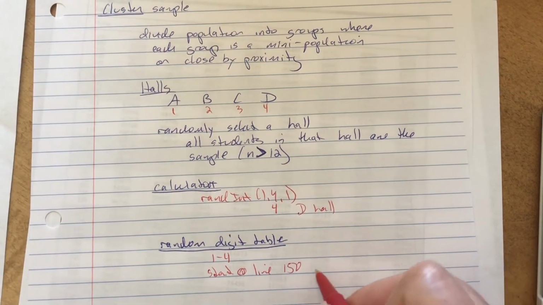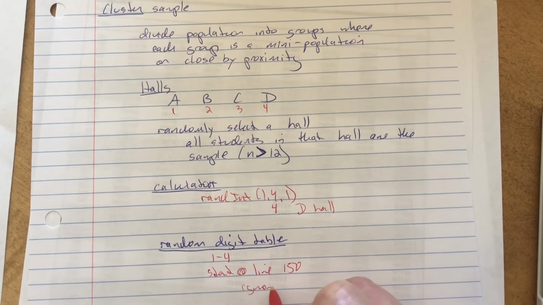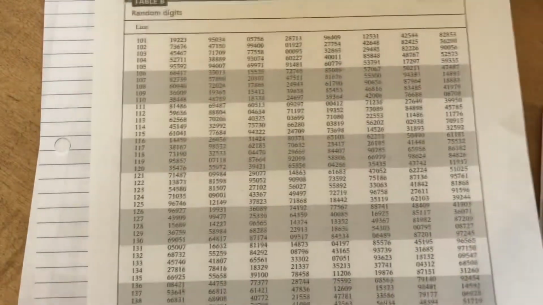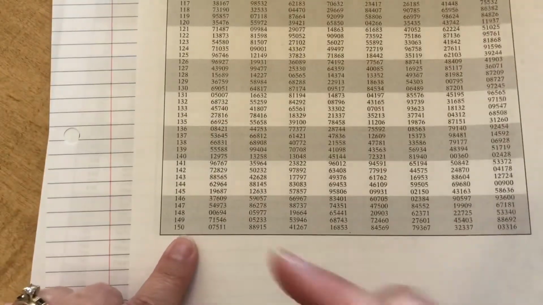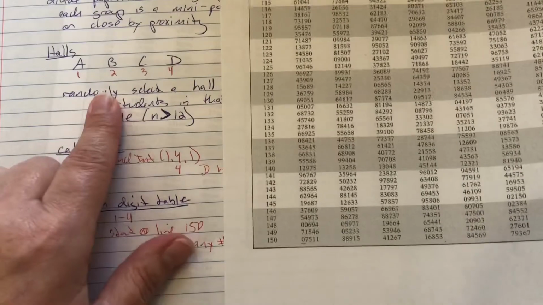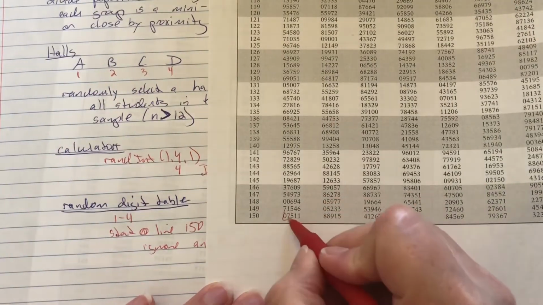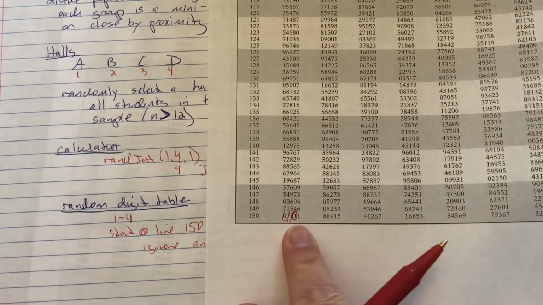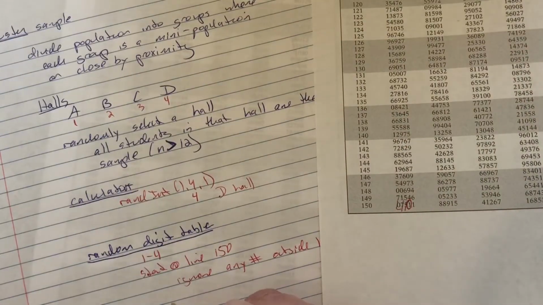Okay, now remember, I have to ignore any number outside of 1 to 4. So if I get my random digit table here and I look down to line 150, the first number is 0, okay? I don't have a hall numbered 0. I've got 1, 2, 3, 4, so that's not going to work. 7 I don't have, 5 I don't have, 1. So 1 is the first one that'll work. So I chose number 1, which would be a hall.